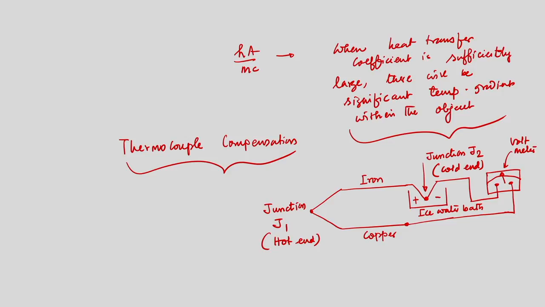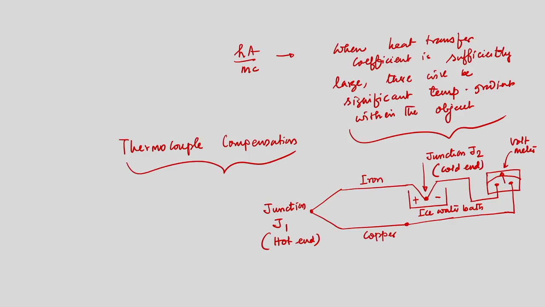Now if we look at the schematic of this thermocouple, there are two different wires, iron and copper, and two different junctions: junction J1, which is the hot end, and junction J2, which is the cold end, and that junction is in the ice water bath. And so, what is the basic principle of the thermocouple? In this context, I would like to give you an example.